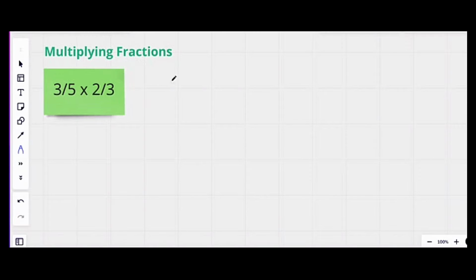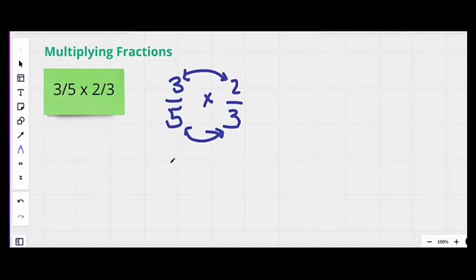All right, so we've got here 3 over 5 times 2 over 3. In multiplication of fractions, we want to multiply the numerators, the numbers at the top, against one another, and we want to multiply the denominators against one another. So in this case, we've got 3 times 2 equals 6, and we've got 3 times 5 equals 15.